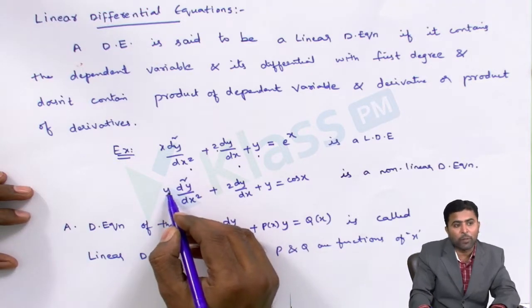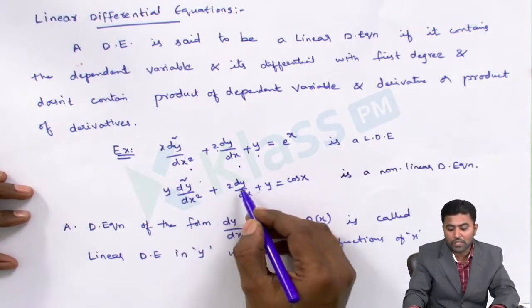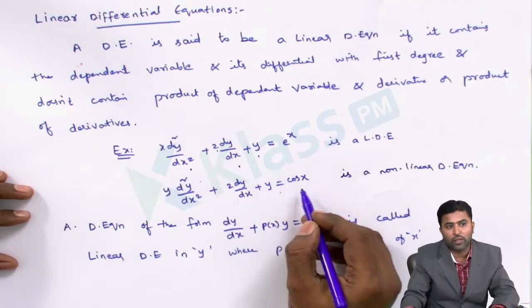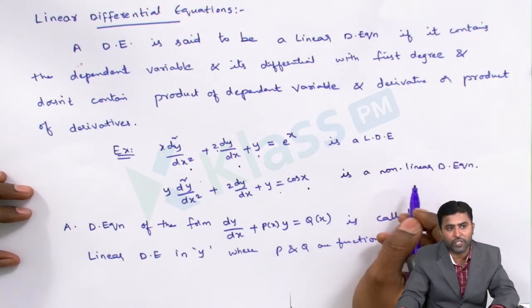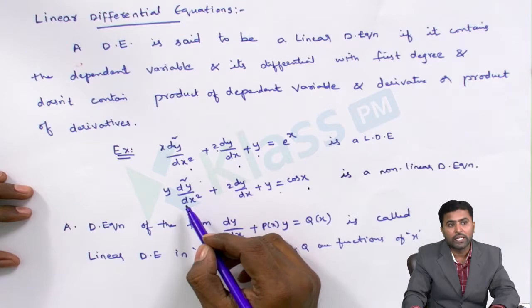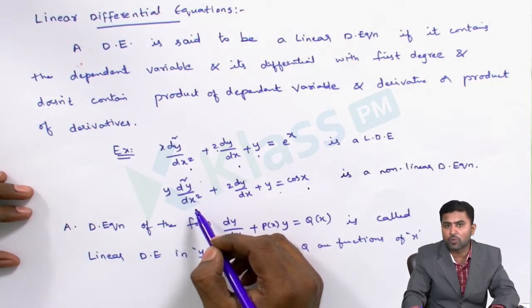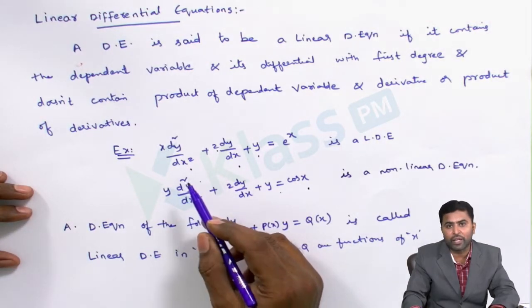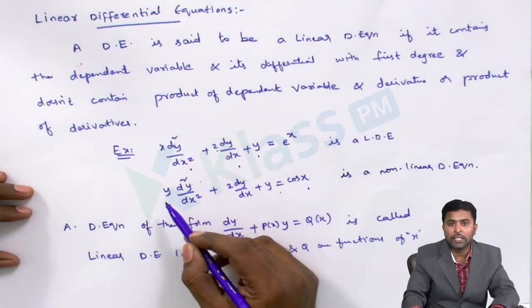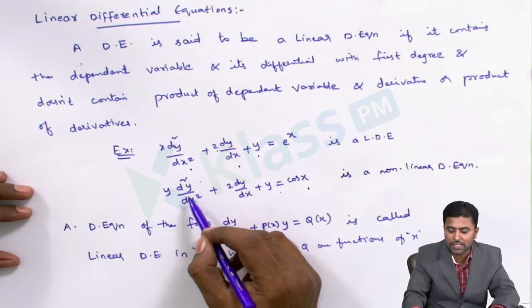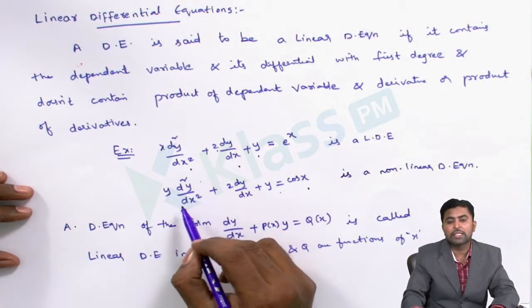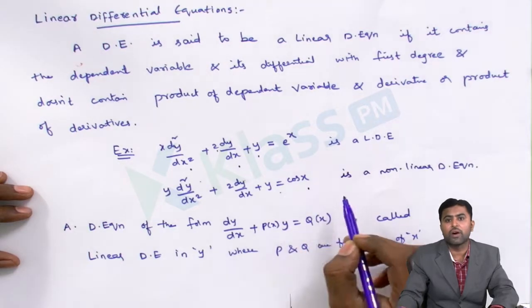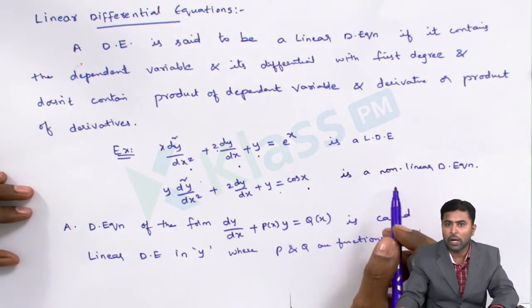If we take another example, y into d square y by dx square plus 2 into dy by dx plus y equal to cos x is a non-linear differential equation. Why are we calling it a non-linear differential equation? If you observe the first term, it has y into d square y by dx square, the derivative of y with respect to x into the dependent variable. As it contains the product y into d square y by dx square, such a differential equation is called a non-linear differential equation. Am I clear?